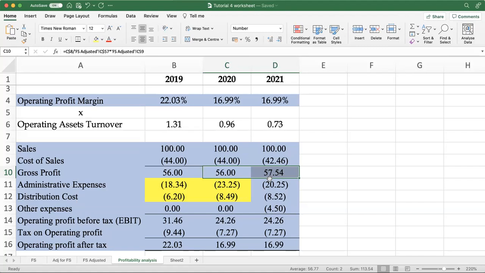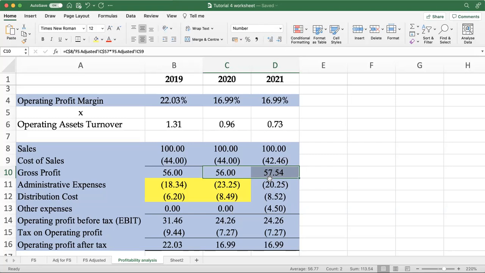Right. The company has been able to lower cost of sales proportion relative to sales. So the company's gross profit margin has gone up. So this is favorable to the company.